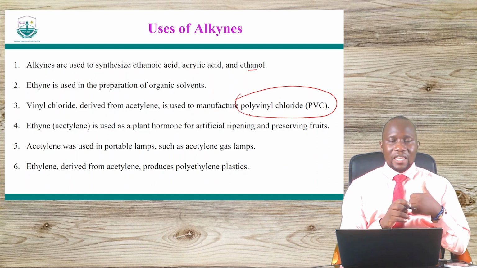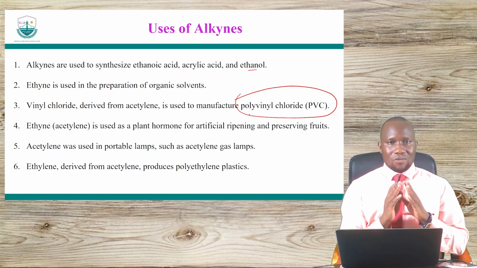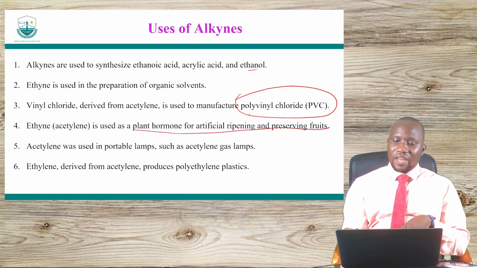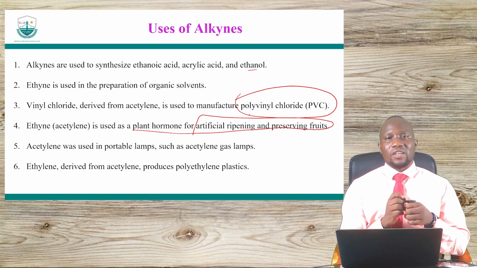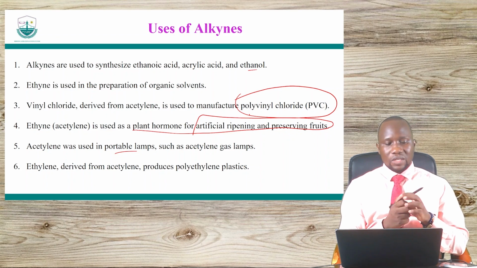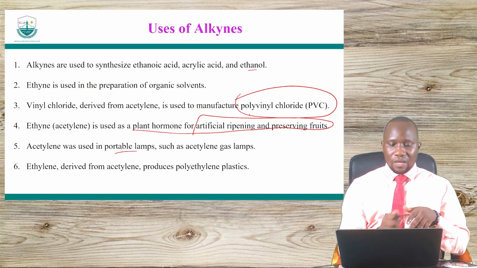Remember, the alkenes play an important role in crop and fruit ripening, right? Now here we're also talking about ethyne playing an important role in the ripening of fruits and also preserving them. And then it is used in lamps, acetylene is used in lamps, and also plastics are made from this alkyne.